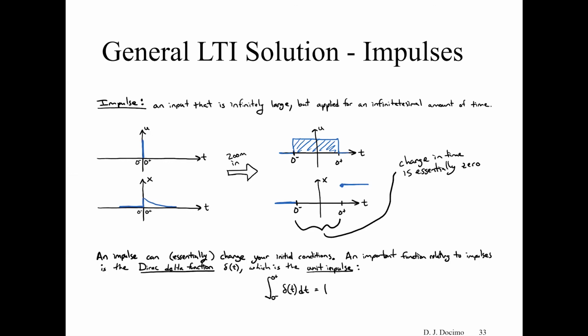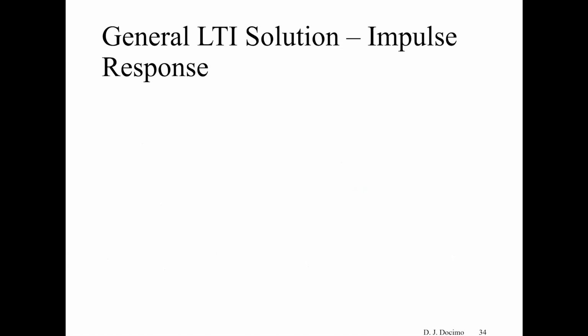An important function relating to input functions or impulses in general is the Dirac delta function, which is represented by delta t, which is the unit impulse. And the definition for this is delta t multiplied by dt integrated from 0 minus to 0 plus, a very small period of time, is going to be equal to 1. So now that we know what our impulse function is, let's get our impulse response.